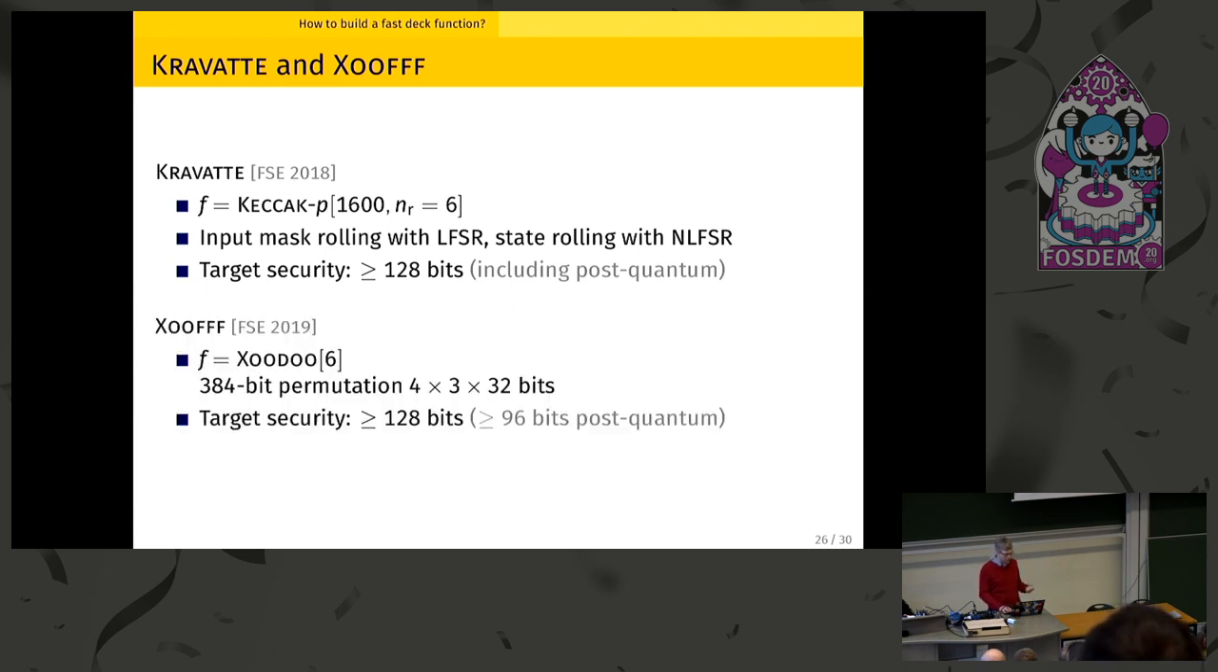So we defined another permutation that was done recently called Xoodoo. That's a 384-bit permutation, so 48 bytes. And we defined Xoofff, which is Farfalle, using Xoodoo with six rounds. There again, we claim a security of at least 128 bits. This post-quantum claim was reduced a little bit because the permutation is smaller, and that's just a consequence of this size.